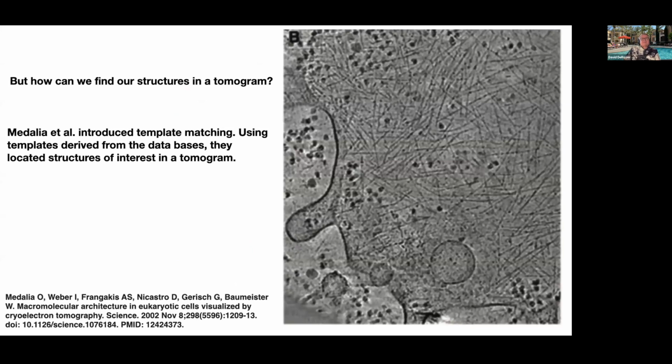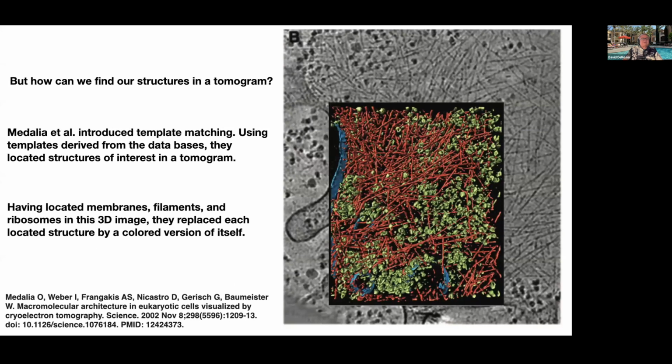Now, given that you can get beautiful tomograms, such as the one shown here, how do you find structures? Medalia et al. in this paper introduced template matching. They would derive templates from the databases and then use them, using cross-correlation, to pick out the structures of interest. Then they could replace those located structures with colored versions of themselves. So here's an example of a segmented tomogram. You can see filaments and ribosomes and membranes.